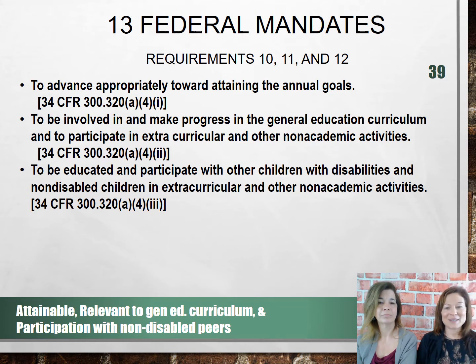Almost done, guys. Stick with us. Requirements 10, 11, and 12 relate to the goal being attainable and relevant to the general education curriculum and participation with non-disabled peers. This refers back to context, which ties to the specific skill sets again, as we mentioned earlier.